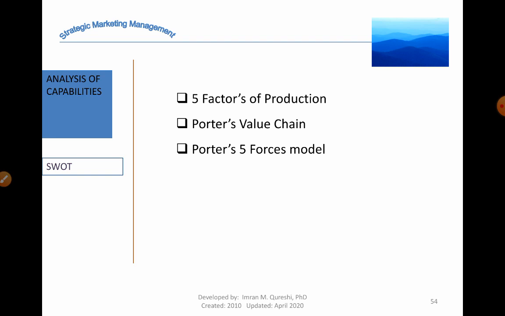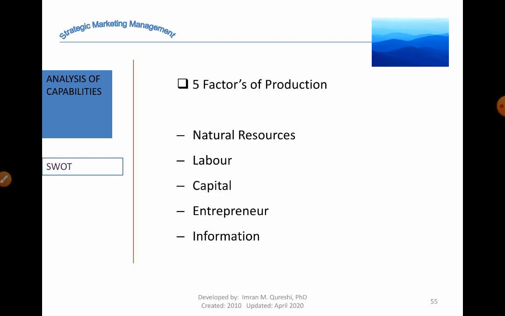Obviously there can be many frameworks here, but I'll just talk about three frameworks, and I'll do that very quickly. The first thing I need to talk about is the factors of production. An organization is a collection and combination of these factors of production. What are the five factors of production? We have natural resources, labor, capital, entrepreneur, and information.